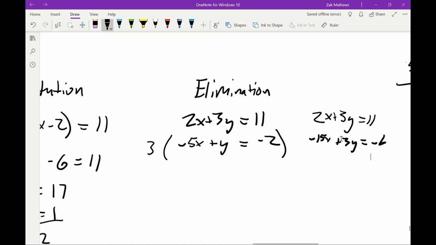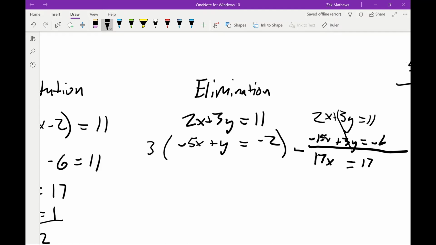So if I want to get rid of those, all I need to do is subtract these two equations. I do need to remember that I have to subtract every single term. So I have a 2 minus a negative 15. 2 minus a negative turns into a positive, so I have 2 plus 15, which gives me 17x. Then we have 3y minus 3y. They cancel. That was our goal. That was how we designed this thing. Then we have the 11 minus the negative 6, and that gives us 17 as well.